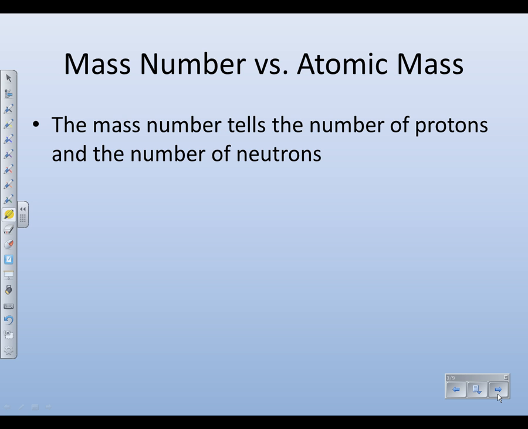But if you look at the periodic table, right, each square has a couple of numbers. One of those numbers is the atomic number. The other one, in most of those squares, is not a whole number. So is that number the mass number? It's not. Okay? That number is the average atomic mass. So we'll tell you where that comes from right now.